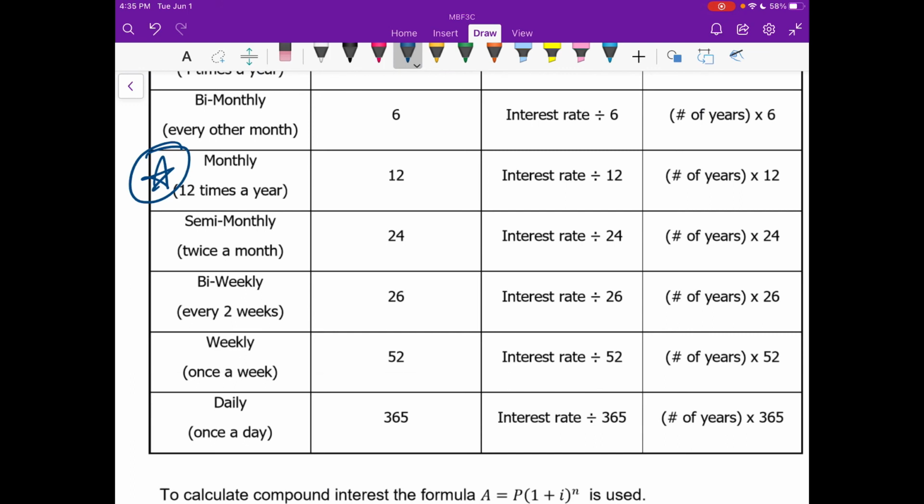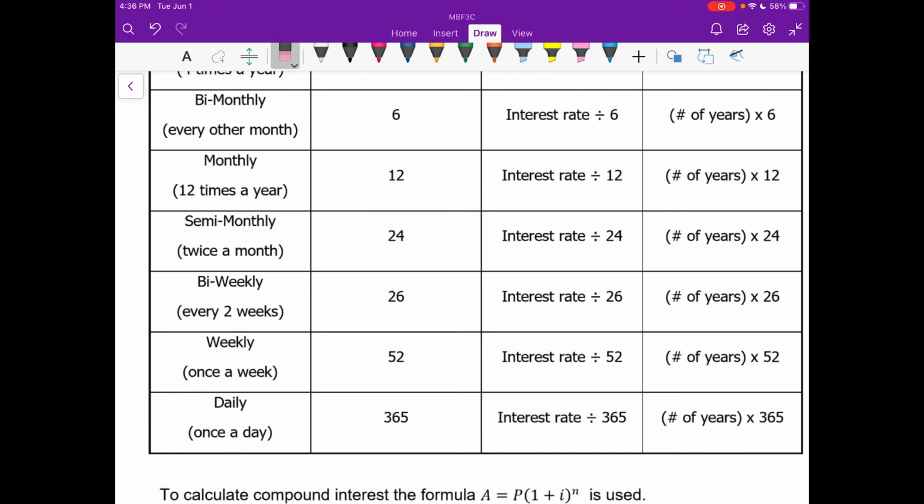Then you have semi-monthly, which is 2 times a month. Then you have bi-weekly, which is every 2 weeks. Just be careful with this. They're 2 different numbers, and even though theoretically semi-monthly should be halfway through the month, they are 2 different compounding periods, so just be careful with that. Weekly means that you will reinvest it once a week, and daily is every day you reinvest it.